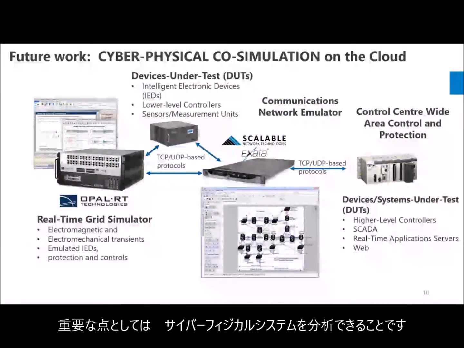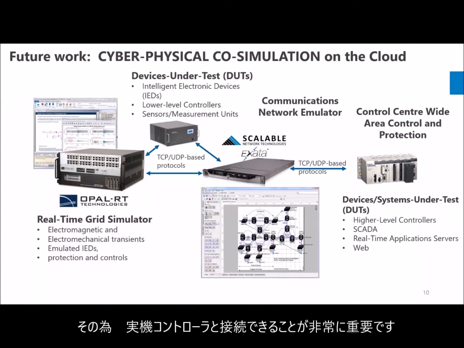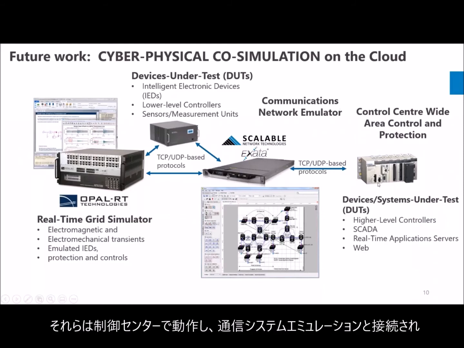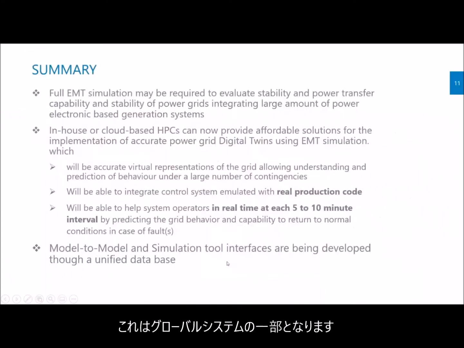So one important point also is to be able to analyze cyber physical systems, because now the communication system will play a major role in the global system security and stability. So this is quite important to be able to connect, again, the real intelligent controller with the real code that will run in the control center, and interface that with a good emulation of the communication system, so that you can see the effect of delays in the communication system, of faults or errors. So this will become a part of the global system. This is quite a challenge.